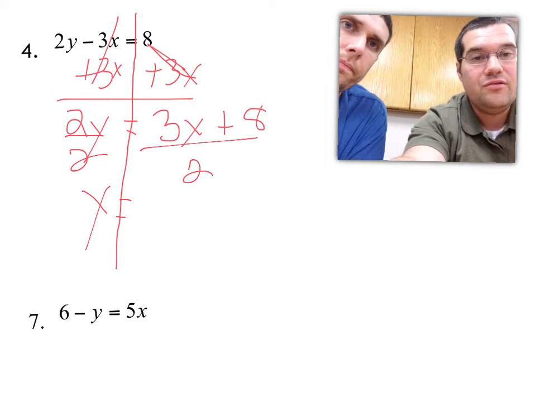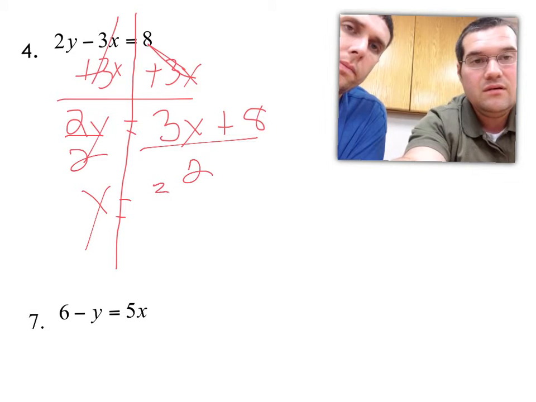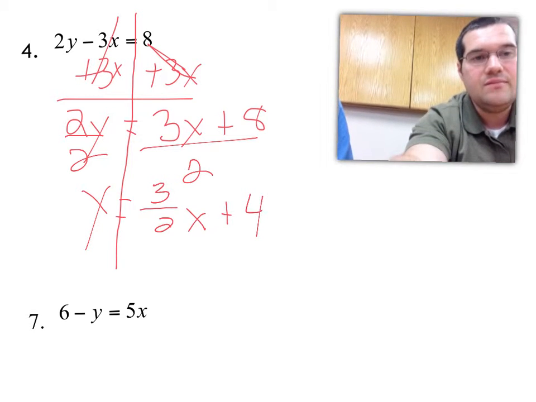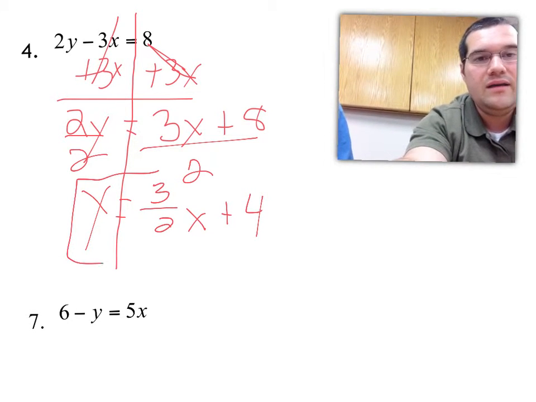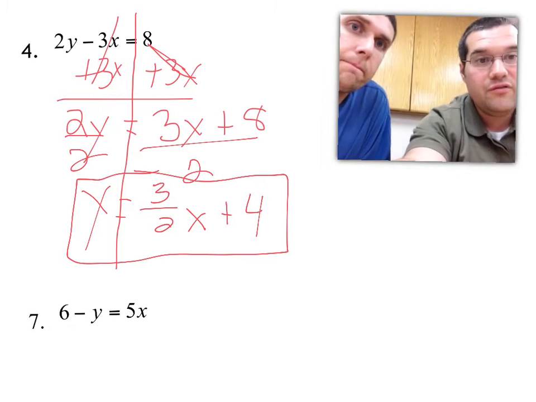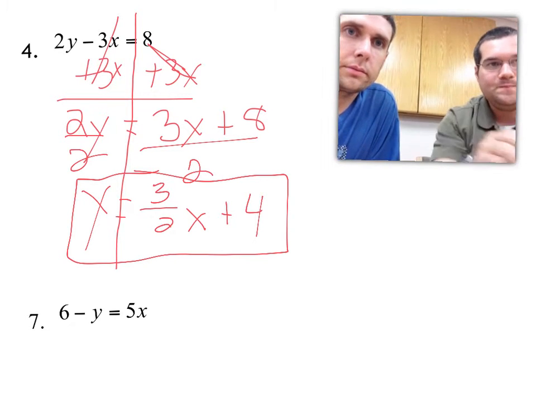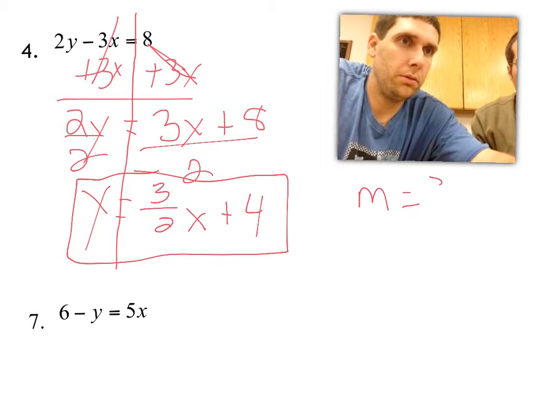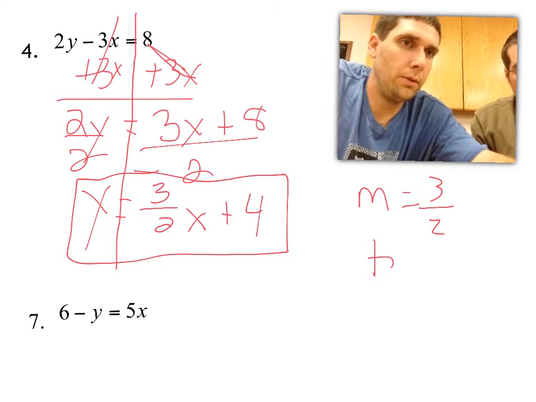2 can't go into 3 evenly, so I'm just going to leave it as an improper fraction. That's fine, because it's rise over run, it's a slope. And then 2 goes into 8 4 times. So there's my equation: y equals 3 over 2x plus 4. And for that one, m would be 3 over 2, and b would be 4.